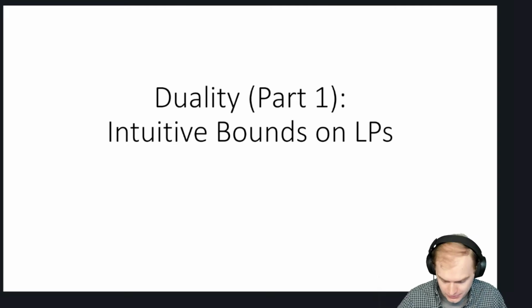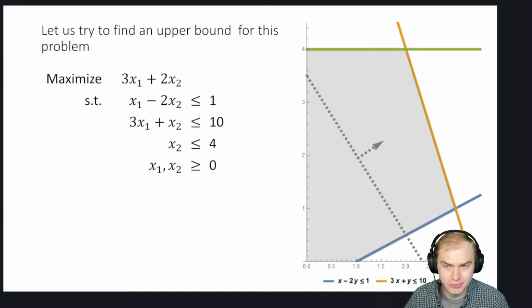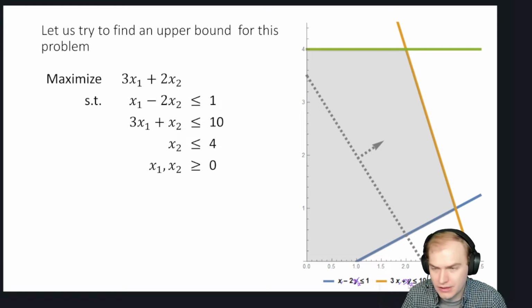So, suppose we have this linear program. This is the same LP we worked on yesterday. We added a constraint to it to get us a degenerate solution. But here I've swapped out the y's for x2's because we will be using y as our dual variable, and I don't want to get us confused. So we want to try to find an upper bound to this problem.